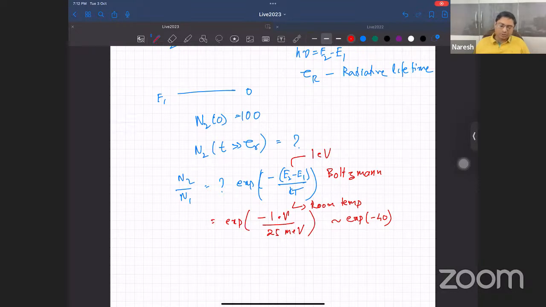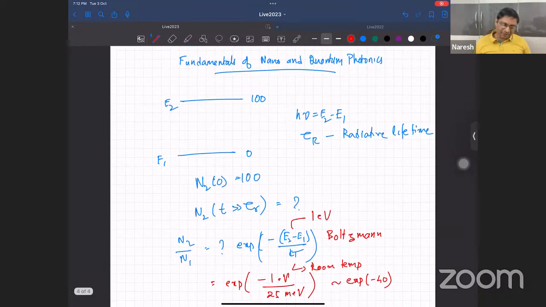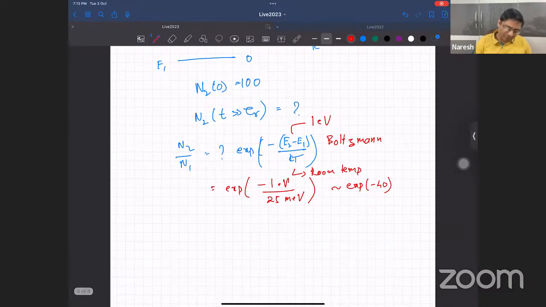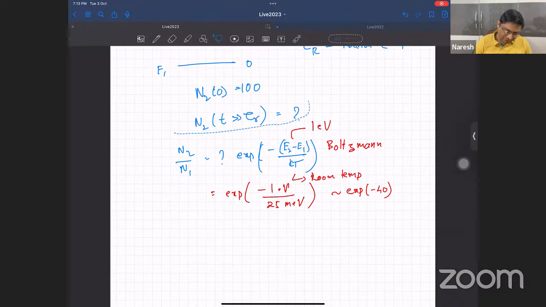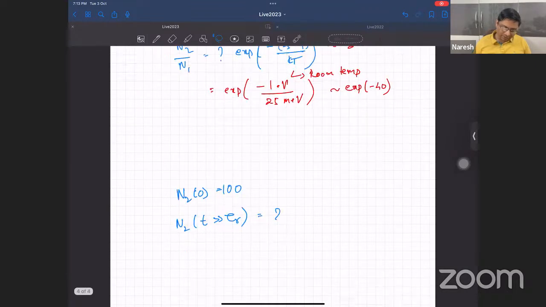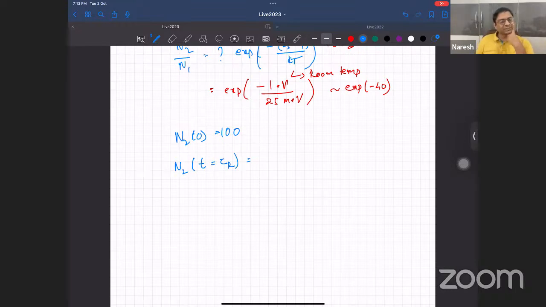Okay, good. So most of the atoms are in ground state now. Now, I'm asking you a slightly different problem. I'm saying if N2 at, let's say, tau r, okay, let's again go back. Let me pull this down, this is a different topic. This is initially. Now, coming back to this, at T equal to tau r, what is the concentration of N2? Can someone tell me this? Ritu, what will be the concentration?